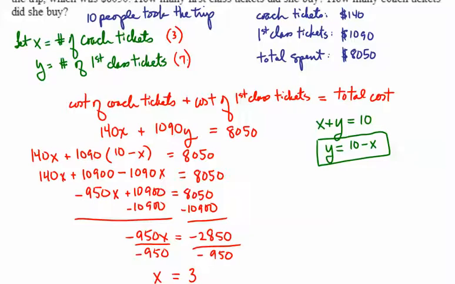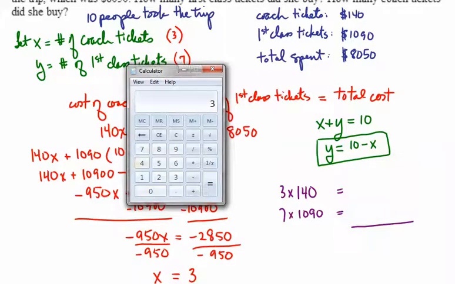So what we would like to do now is just double check to make sure that we did everything correctly. And so I'm going to multiply 3, the number of coach tickets, times 140, and I'm going to multiply 7, the number of first class tickets, times 1090, and when I add them together, I should get $8,050. Let's bring in our calculator again. And so we have 3 times 140. It's going to give us 420.